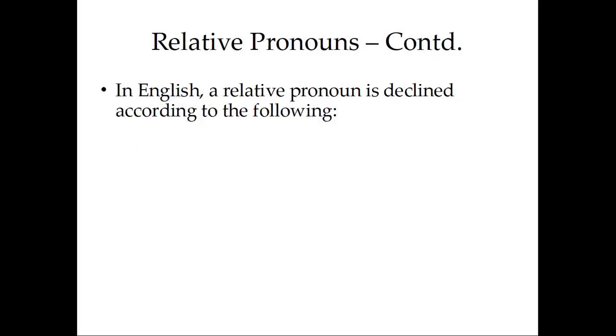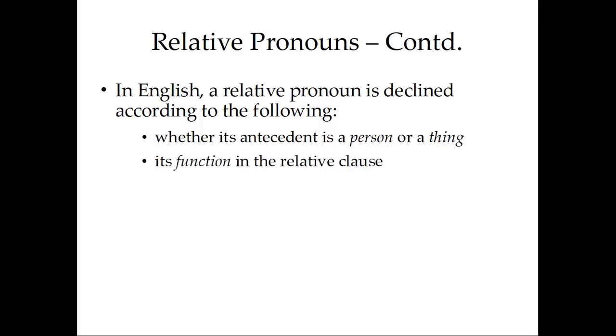In English, a relative pronoun is declined according to the following. So we'll get to learn something about relative pronouns. We know a lot intuitively, of course, but there are some nuances here. So we decline a relative pronoun in English according to, first of all, whether its antecedent is a person or a thing, and second, what its function is in the relative clause. Another way of describing its function, of course, is case. And in English, we have the three cases, as we've discussed. We have the subjective, the objective, and the possessive, whereas we have the 5 cases in Greek.